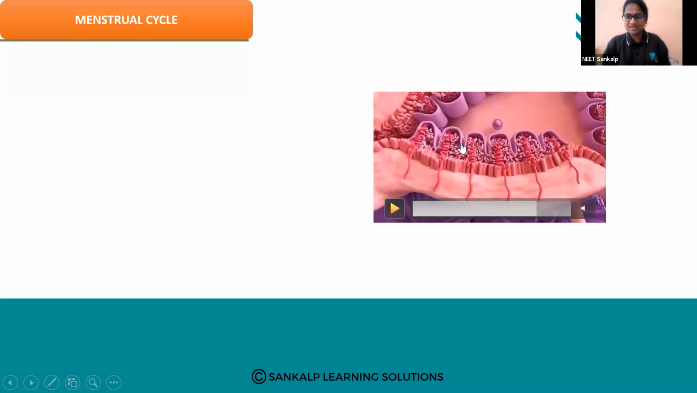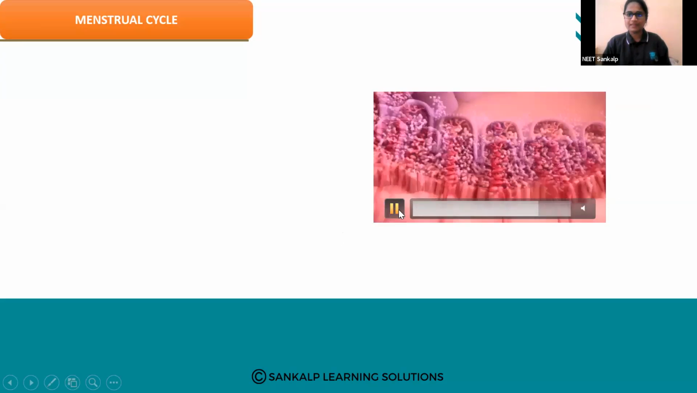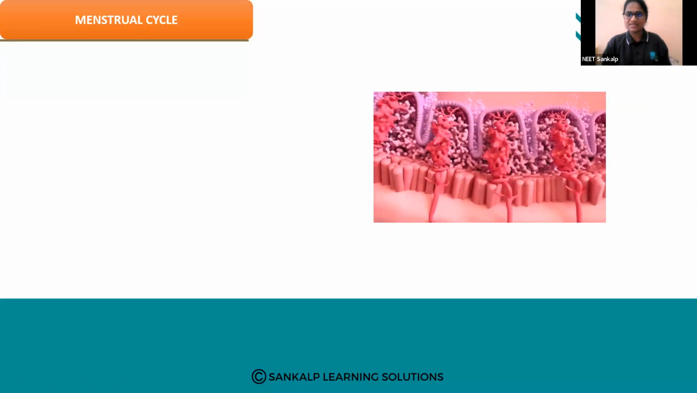See here, this thickening is there. Can you see the thickening here? This thickening is nothing but the endometrium. Here, the egg is there. See the blood vessels, how they have grown.